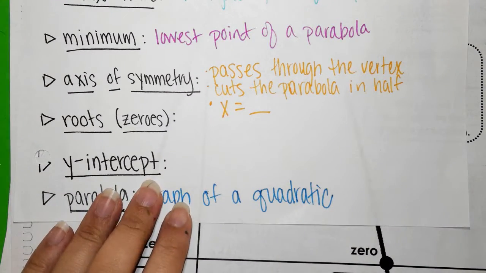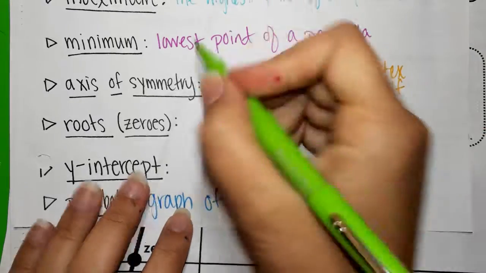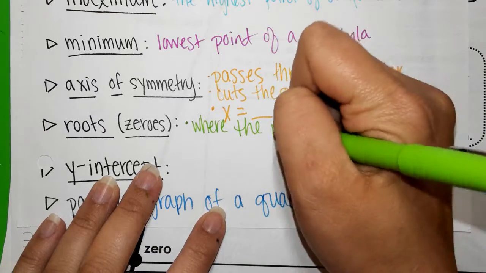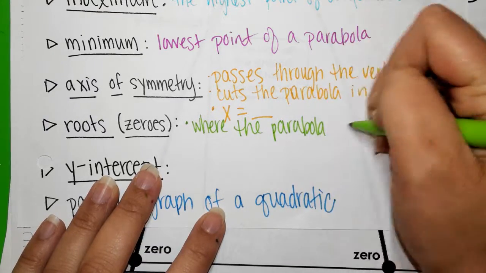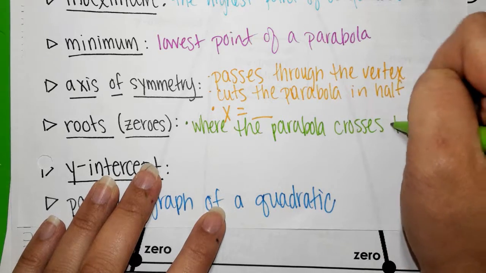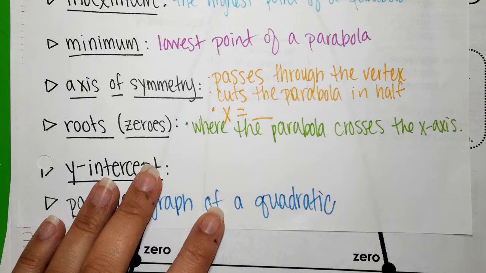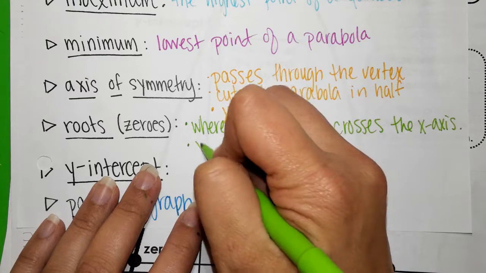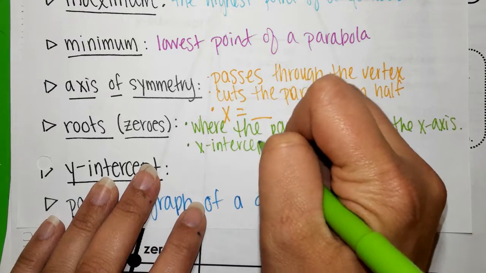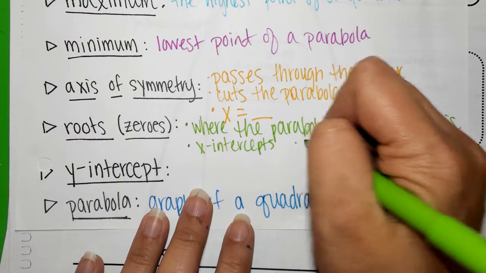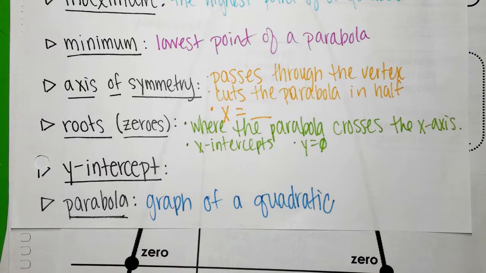Roots or zeros. So these are where it crosses the x-axis. Where the parabola crosses the x-axis. They're also called x-intercepts. And they're zeros because your y value is 0 every time. Crazy that it gives you all these clues. And they are the solutions to our parabola, which we're going to get to.